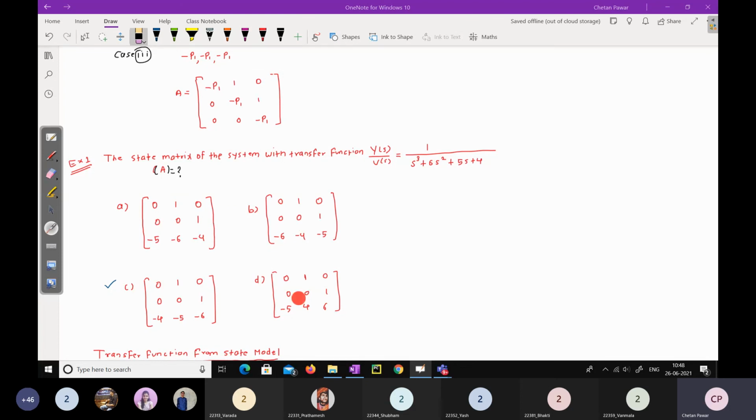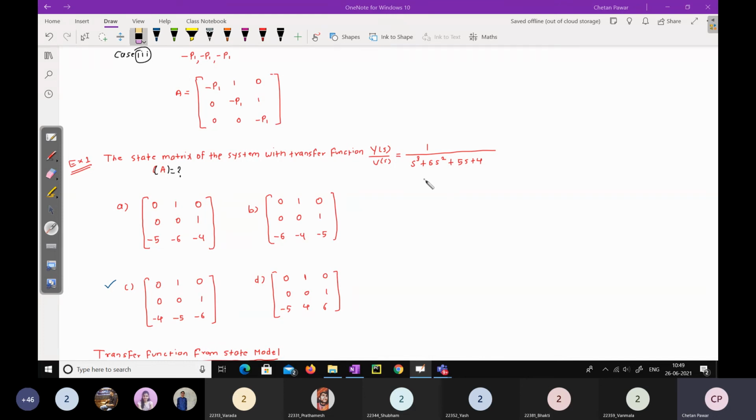Now, if you see these 4 options, you can observe that this is controllable canonical form, because the first 2 rows, you can see 0, 1, 0 and 0, 0, 1, are fixed. For a third order system, you can represent like this. Now the last row, what is the correct last row? So what method have we applied? We start from this point and we take opposite signs. So minus 4, minus 5, minus 6. Out of these 4 options, in option C you can see minus 4, minus 5, minus 6. So this is the correct option.